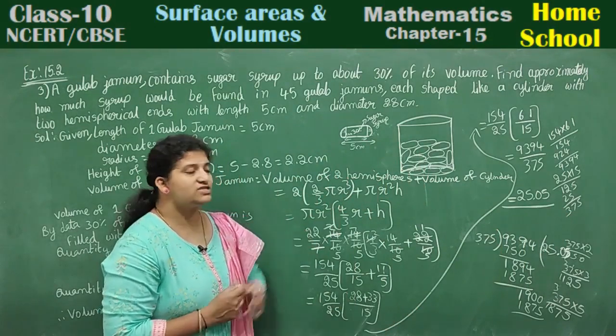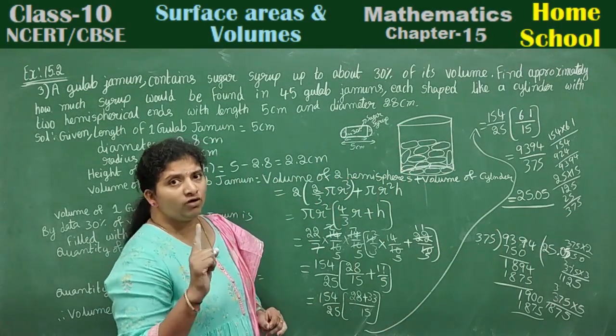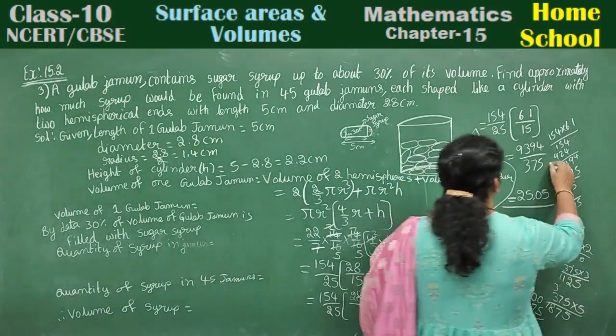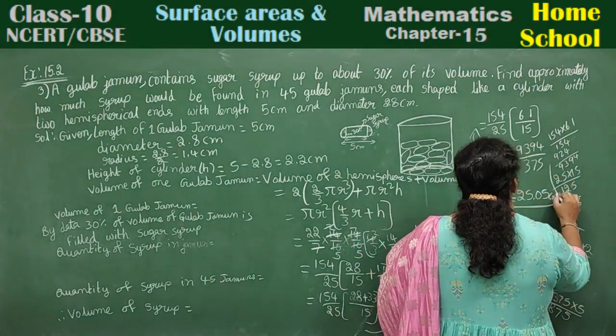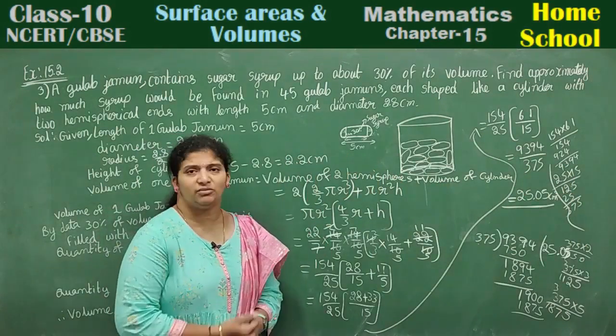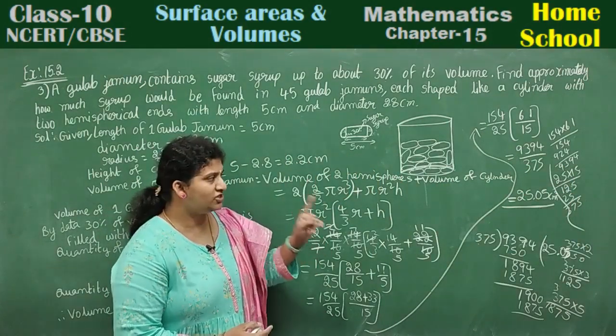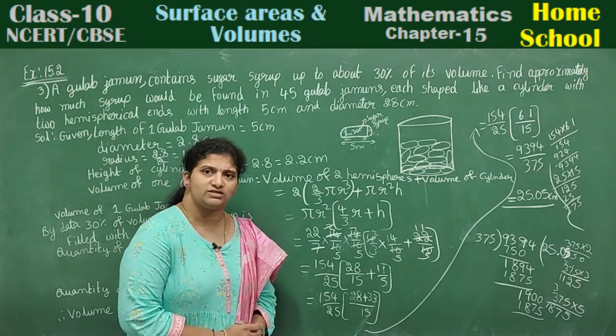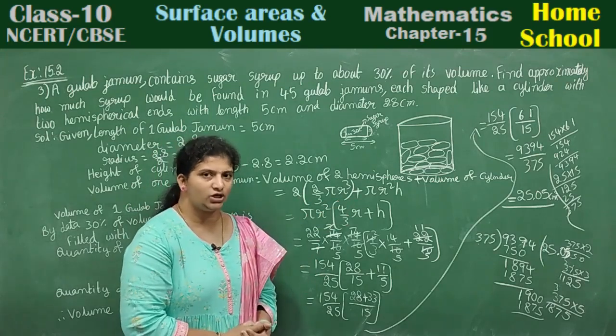What is this answer, children? It indicates the volume of 1 gulab jamun. Volume is always in cubic centimeters, cubic units, and here we are talking in centimeters. Therefore, the volume of 1 jamun is equal to 25.05 centimeter cube.